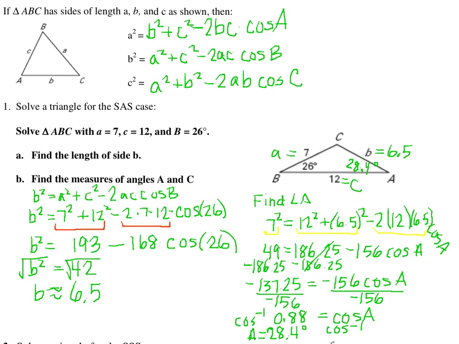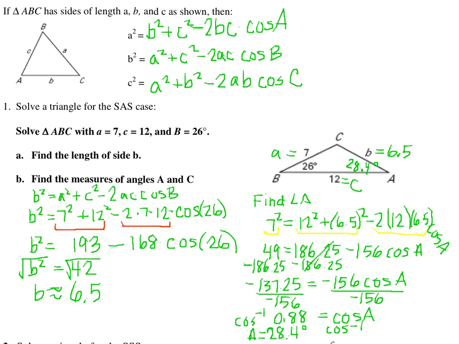Now the only thing I'm missing now is this angle C. I've got all 3 of my sides. I've got 2 of my angles. I need my third angle. And keep in mind, these 3 angles have to add up to 180 degrees. So finding that third angle is really, really easy to do.